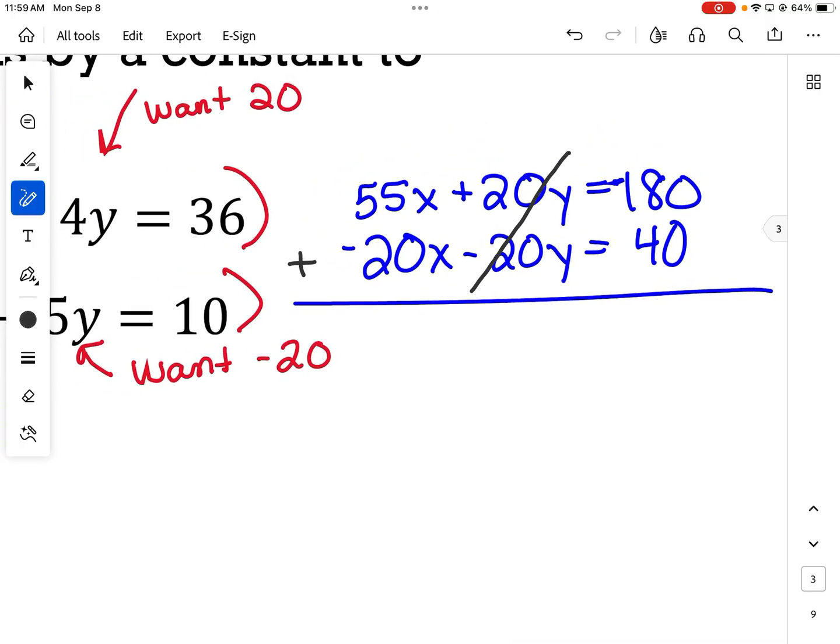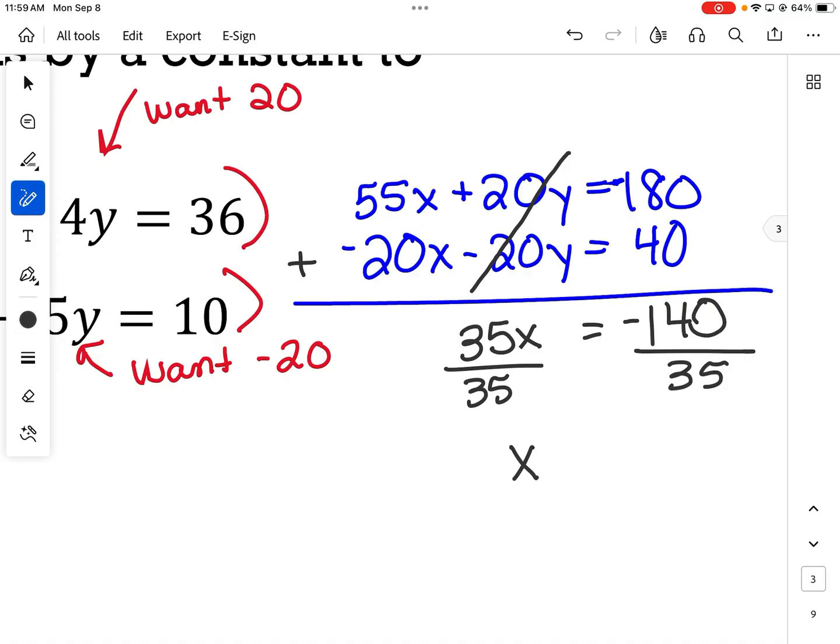Okay, so 55x minus 20x. Do the math. 35x equals negative 180 plus 40. Negative 180 plus 40. Negative 140. And then my final step would be divide by 35. So x equals negative 140 divided by 35. Negative what? 4.